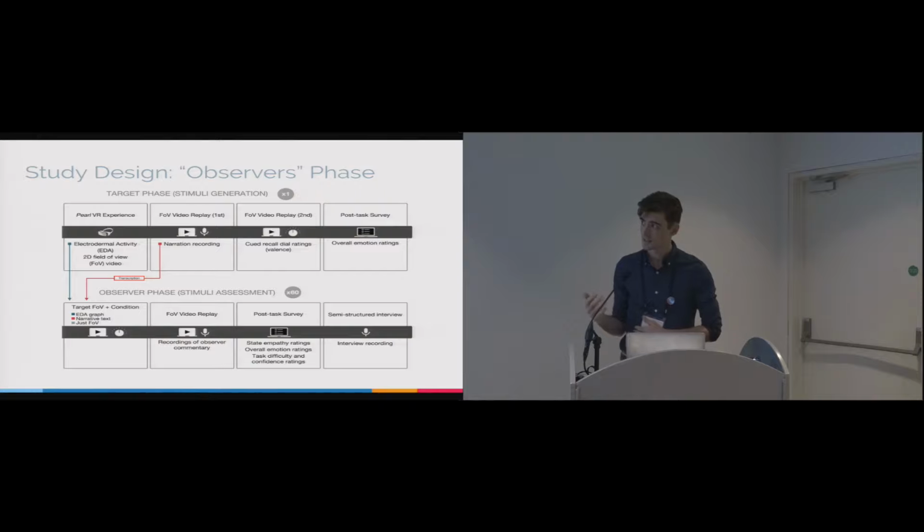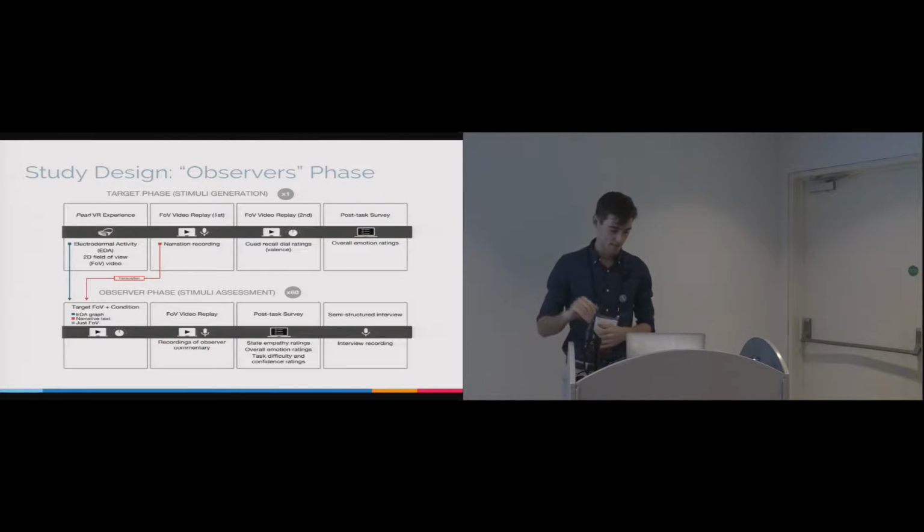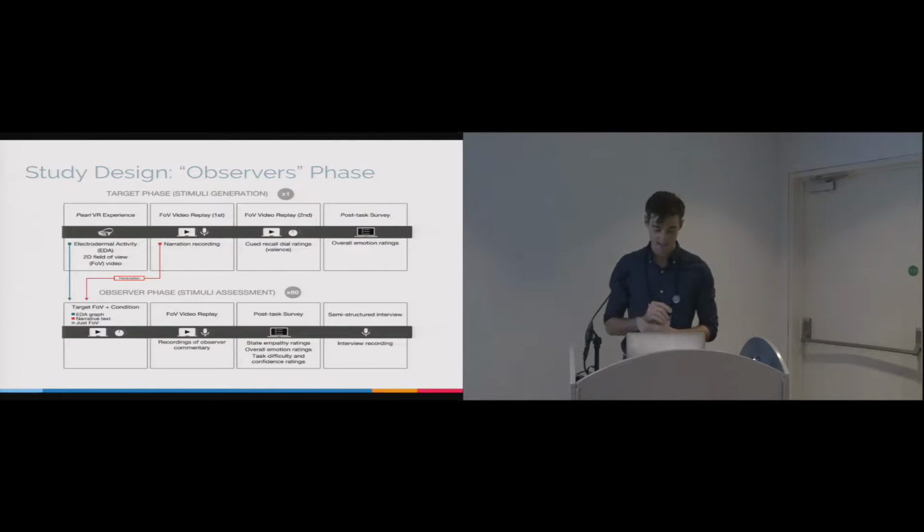So what did the methods of the study look like? This is a scary slide, but I'll try to go through it piece by piece. There are two phases to the study. One is a target phase, where we collected information to produce stimuli for the observers. In this target phase, the target experienced a short film in virtual reality called Pearl. It's part of Google's Spotlight series, an animated short film described as a girl and her dad crisscross the country in their hatchback.